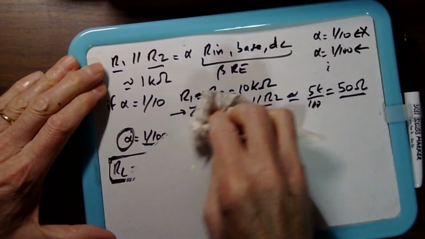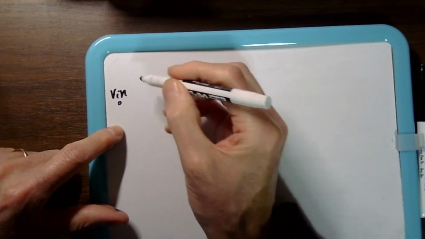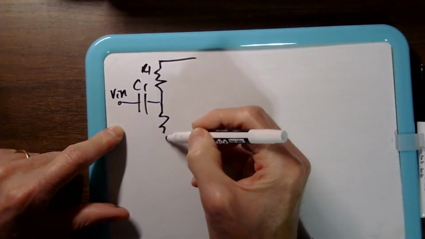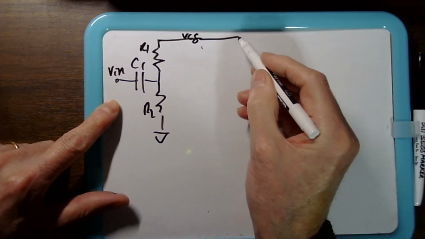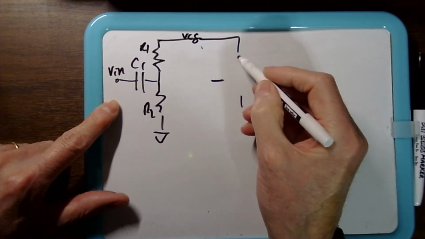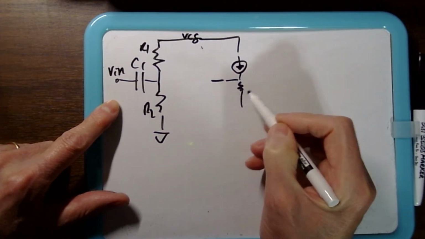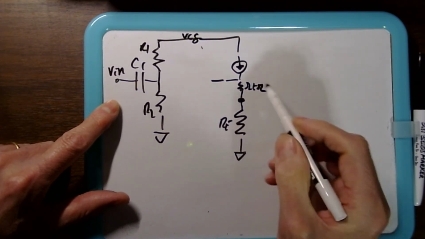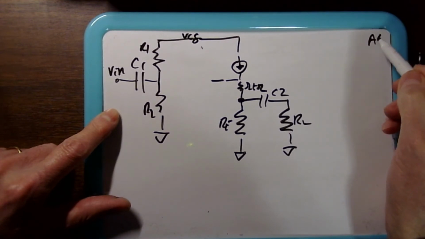All right, so now we need to compute the capacitors. After that, I'm going to stop because the fumes from those things are... So V in, let me redraw. C1, R1, R2, ground, VCC up there. And then you have my current source, and here you have RTR. Then you have RE, ground. Then here you have C2. Then you have the load, RL. So this is still AC. We are computing C1.